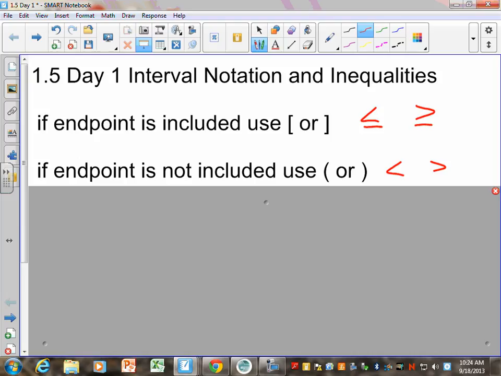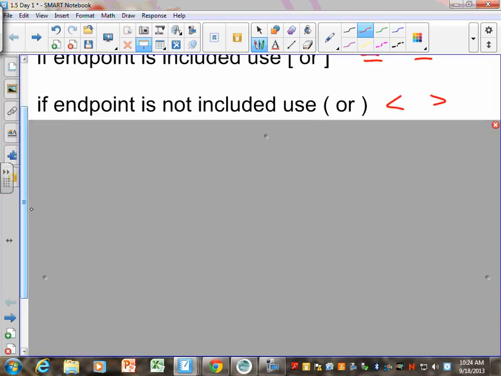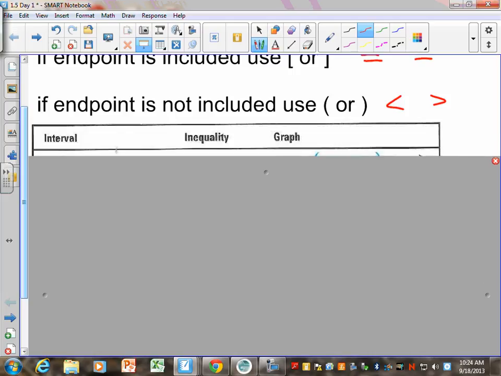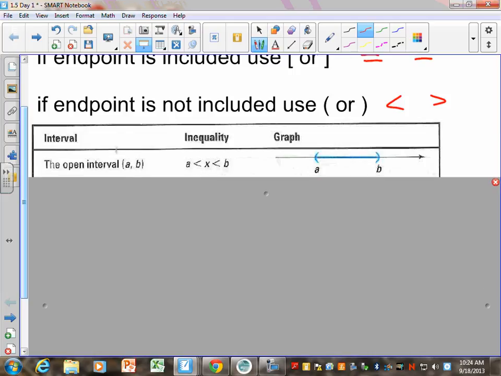So I'm going to give you every possible combination. We talked about whether it's open or closed, and infinity is thrown in there. So let's go through that. There's a little chart in your book that gives you the interval, what the inequality looks like, and what the graph would look like. Can you see that or not?